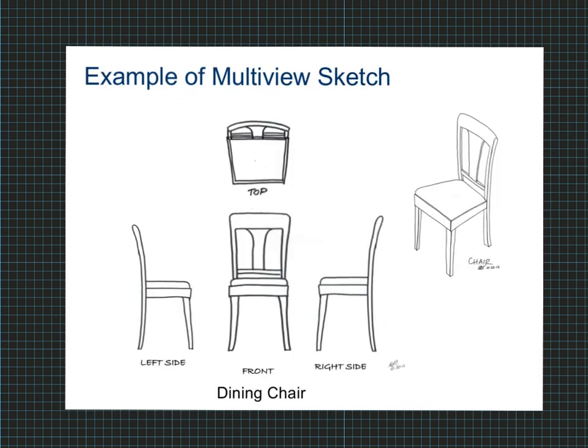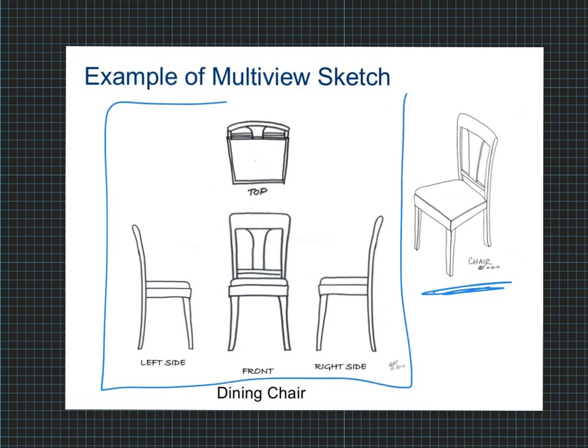Here's an example of a multi-view sketch. So over here in the corner, you can see this chair. It's an isometric, but then we have 4 different sketches here that make up the multi-view, and it all is surrounding one another. So you have a front view sketch, a right side, a left side, and then the top. And if you notice, everything lines up. So the bottom of this chair lines up with the bottom of that chair with the bottom of that chair.